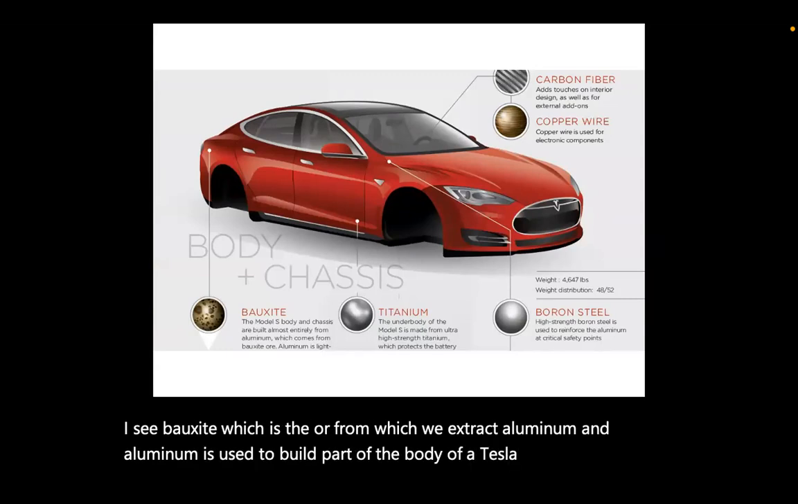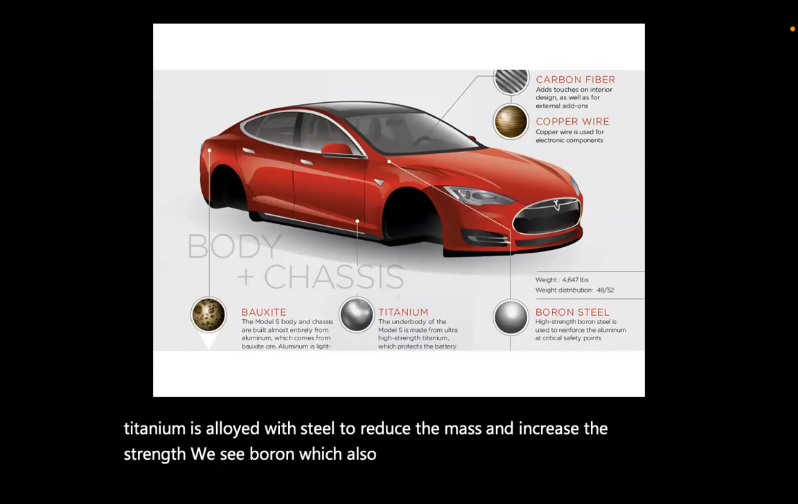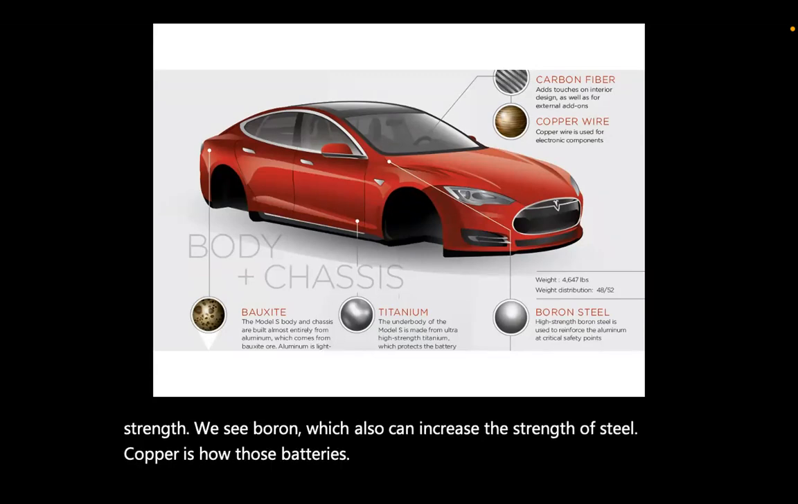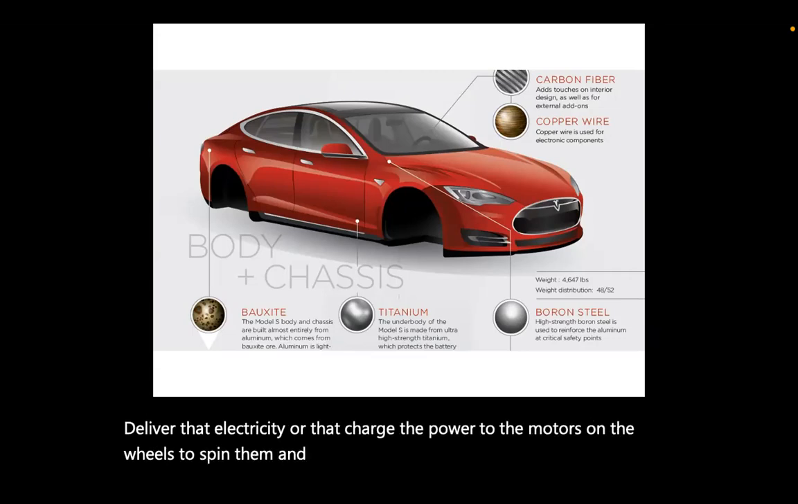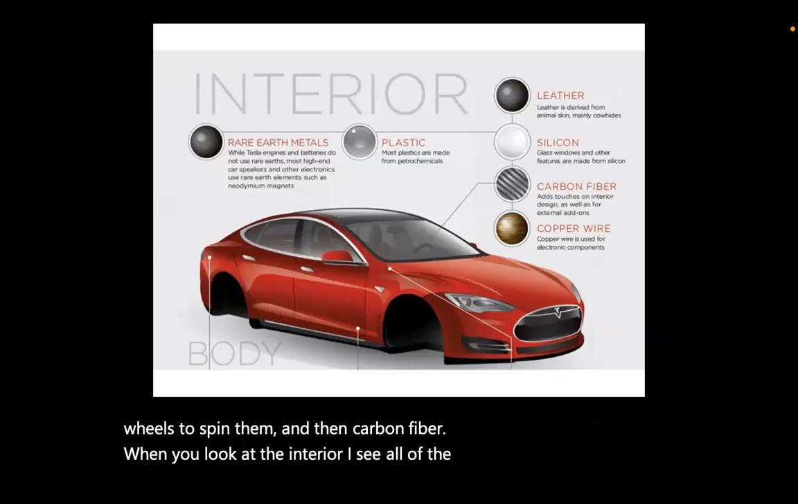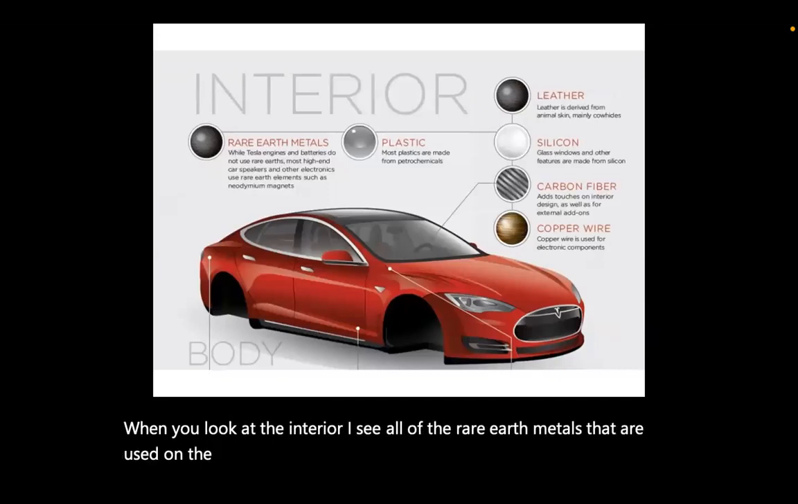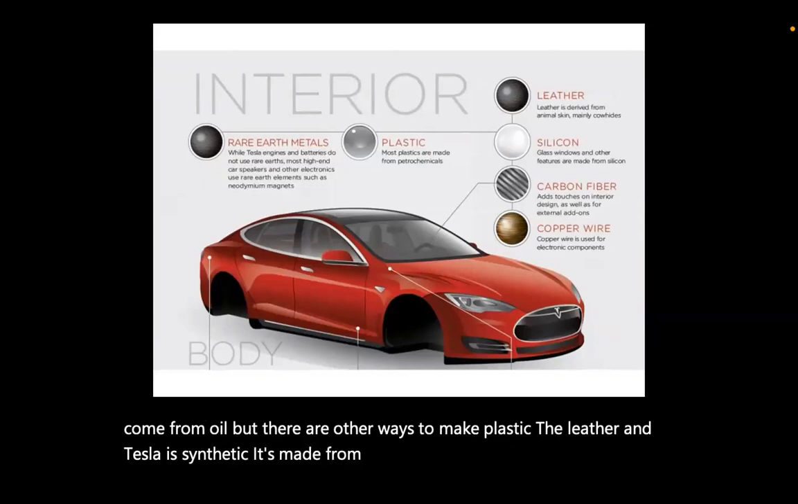I see titanium, where titanium is alloyed with steel to reduce the mass and increase the strength. We see boron, which also can increase the strength of steel. Copper is how those batteries deliver that electricity or that charge, the power, to the motors on the wheels to spin them, and then carbon fiber. When you look at the interior, I see all of the rare earth metals that are used in magnets and other components. Plastic, that does come from oil, but there are other ways to make plastic. The leather in Teslas is synthetic. It's made from algae, silicone, more copper.